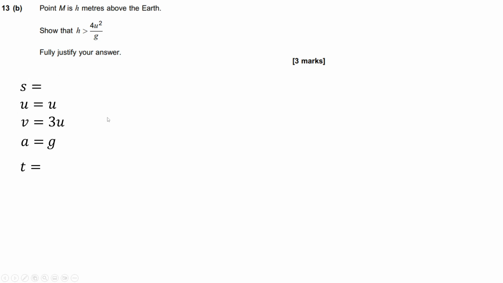I've just written SUVAT down again. If I draw a really simple diagram here, let's say this is the point M, this is the point N, and this is h, the length h. We're comparing heights, which is a really big indicator that we're looking for displacement. So let's find what the displacement would be.